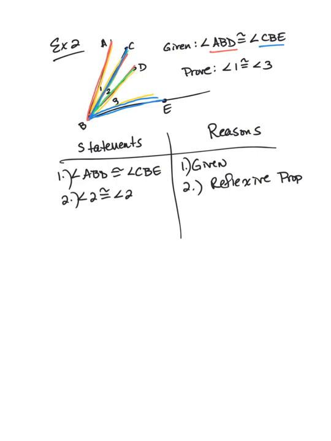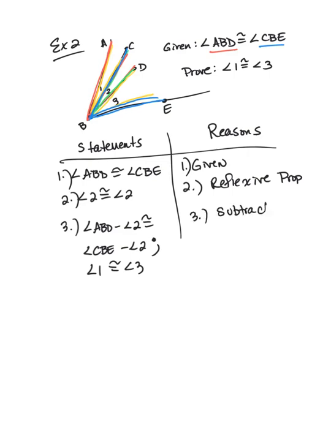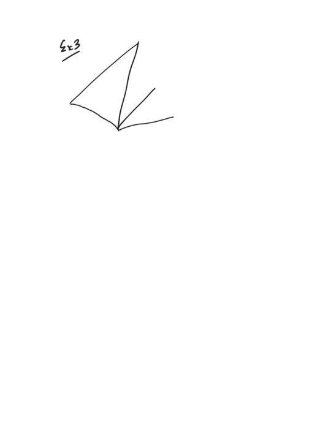Okay, so now we're going to subtract. So we're going to say angle ABD minus angle 2 is congruent to angle CBE minus angle 2, semicolon, replace these differences with their answers. Well, the answers are angle 1 is congruent to angle 3. And that would be the subtraction property. Okay, so pause it for a moment and copy down this picture.